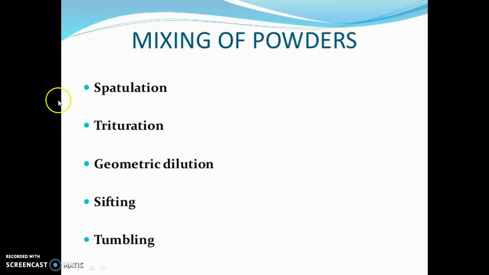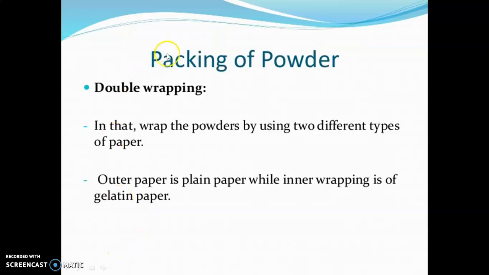Mixing of powders: it involves spatulation, trituration, geometric dilution, sifting and tumbling. Packing of powder: double wrapping. In that, wrap the powders using 2 different types of paper. The outer paper is a plain paper while the inner wrapping is of gelatin paper.